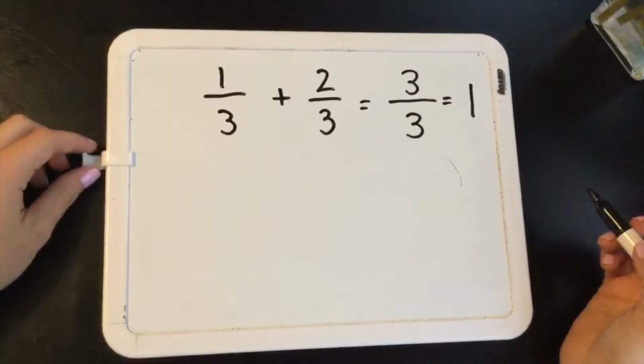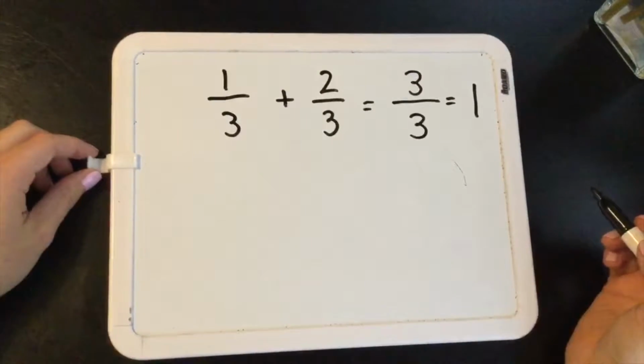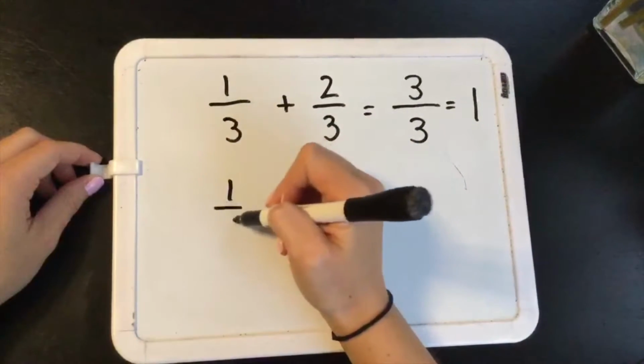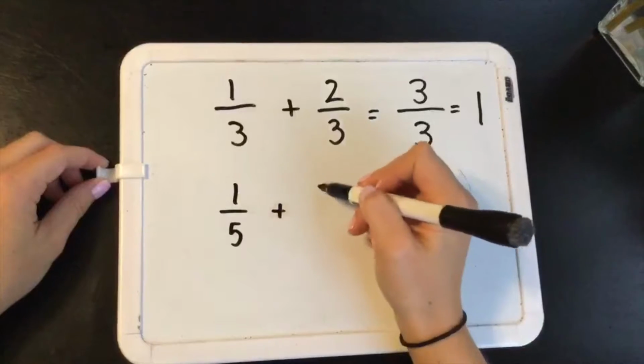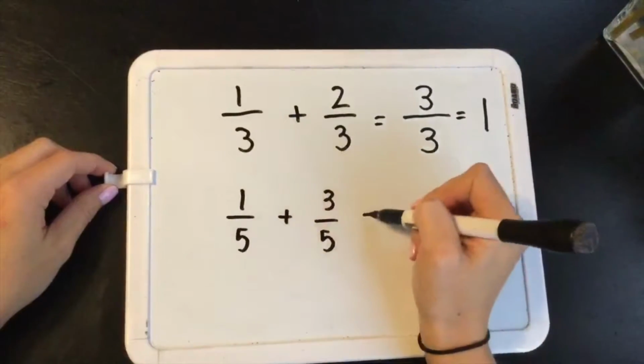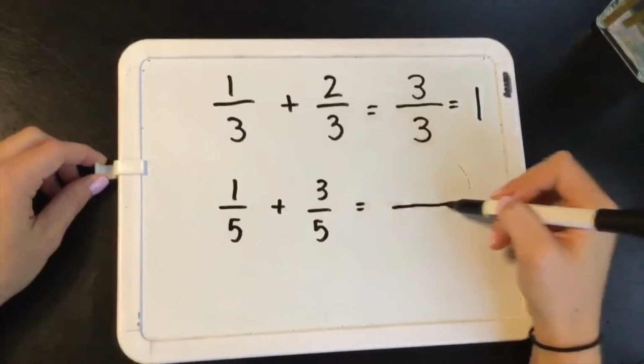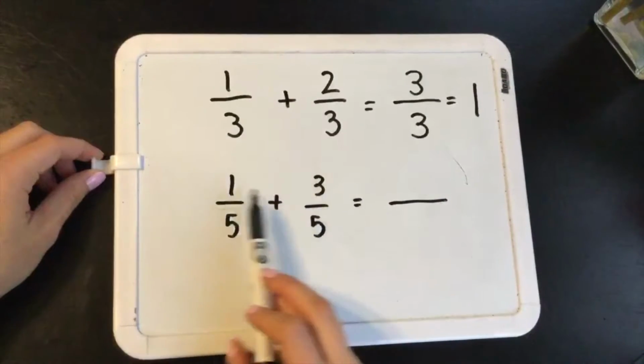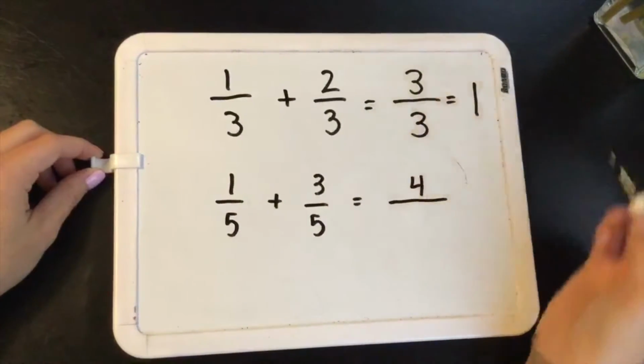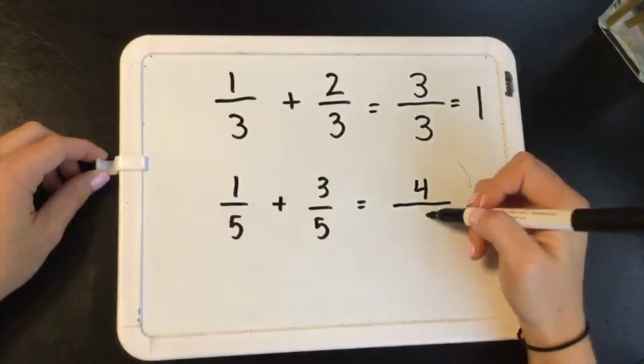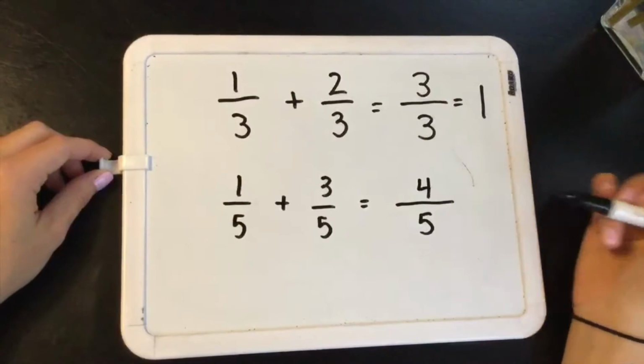Let's try another where the denominators are already the same. 1/5 plus 3/5. Now, the rule to adding fractions, you add the tops. 1 plus 3 is 4, and you leave the bottom the same. So your answer is 4/5.